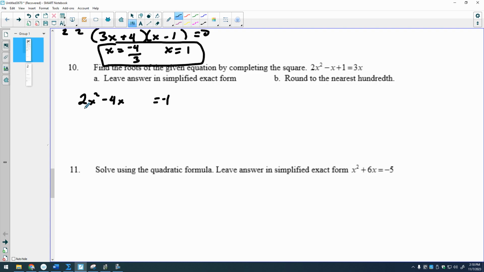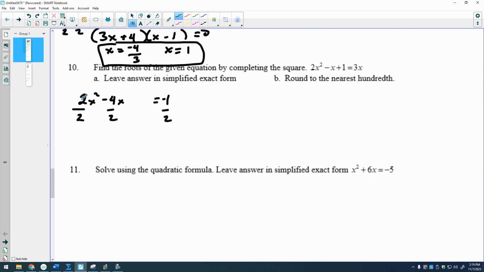Next step. Before I can complete the square, the coefficient of x squared has to be 1. It's not, it's a 2. So I'm going to divide every term by 2. Even if this came out to be a fraction that's not reducible or doesn't turn into a whole number, I would still divide by whatever's sitting here in front of the x.